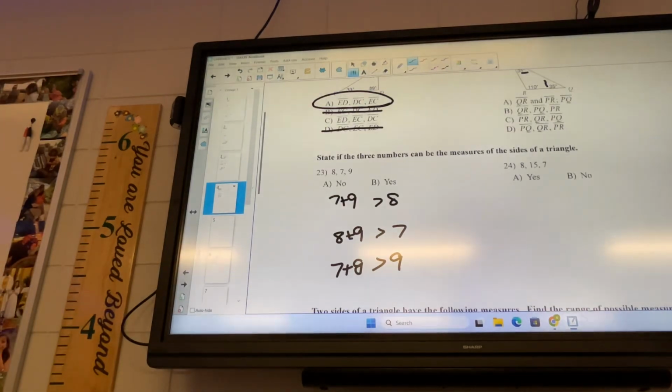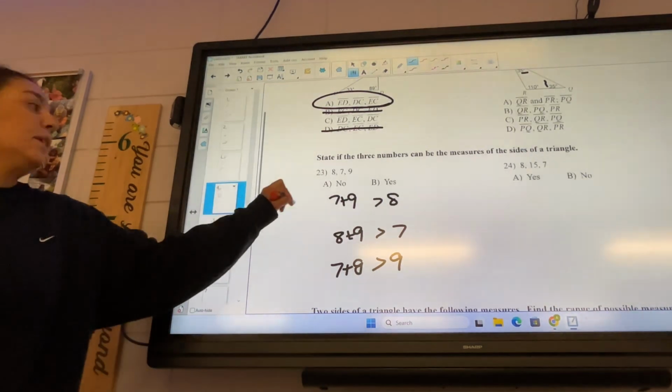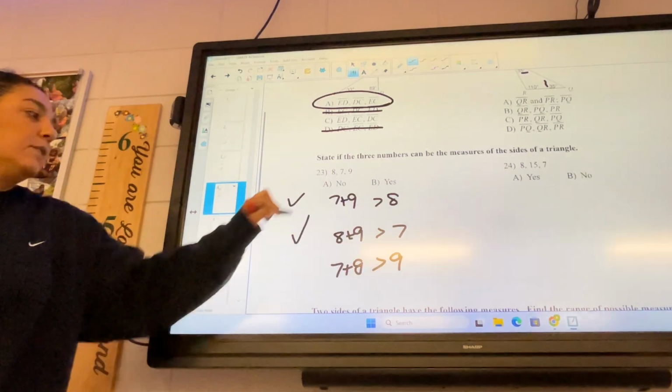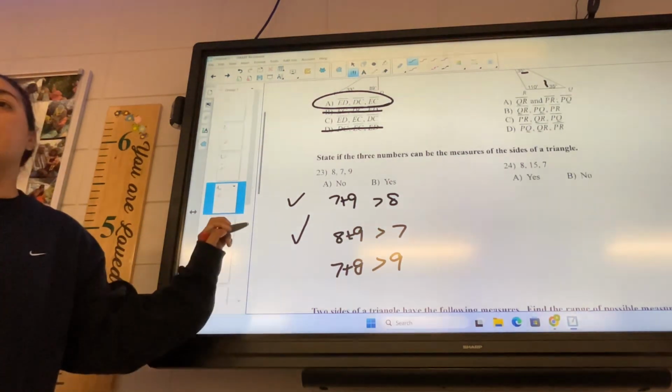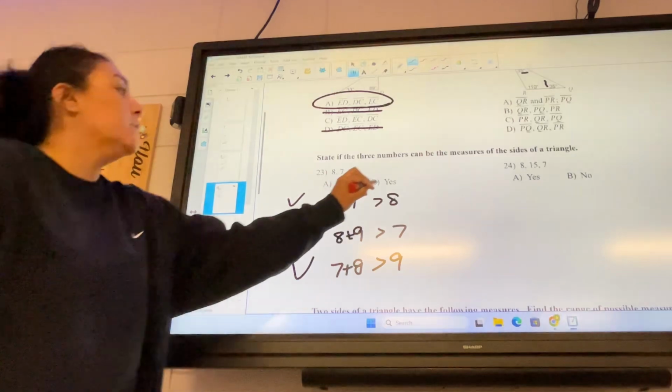Okay, is 7 plus 9 gonna be bigger than 8? Yes. 8 plus 9, is that gonna be bigger than 7? Yes. And 7 plus 8, is that bigger than 9? Yes. So this is gonna be a yes.